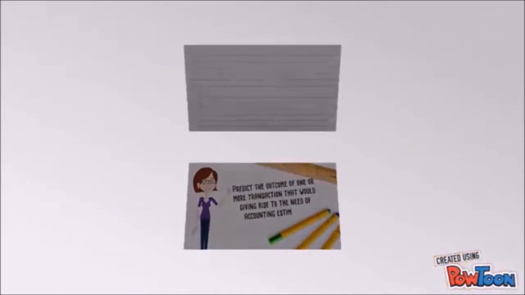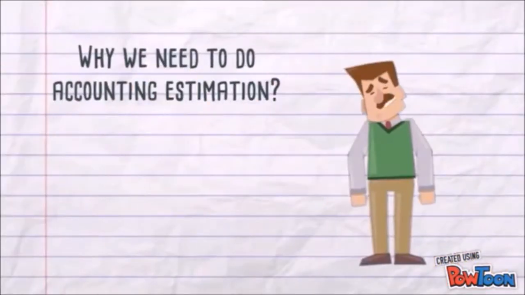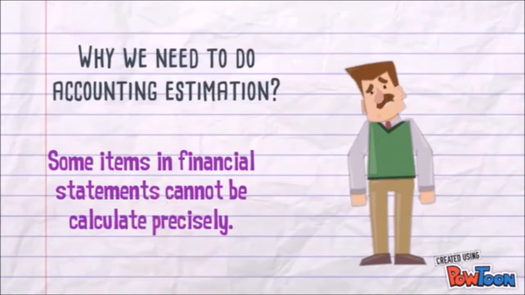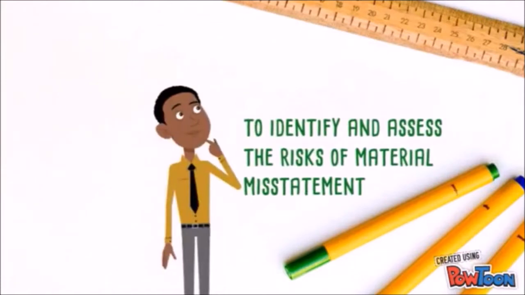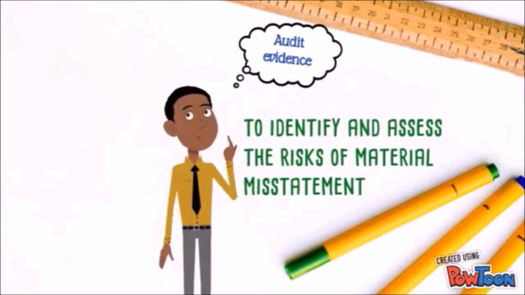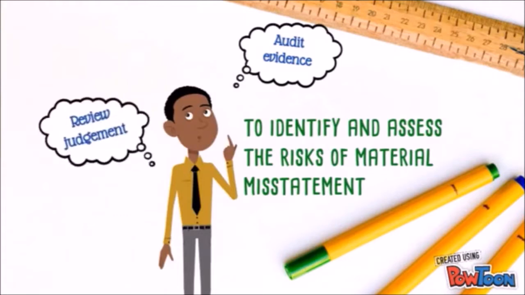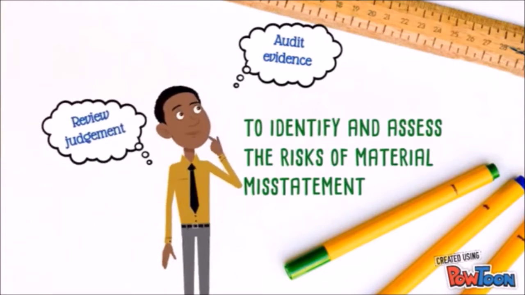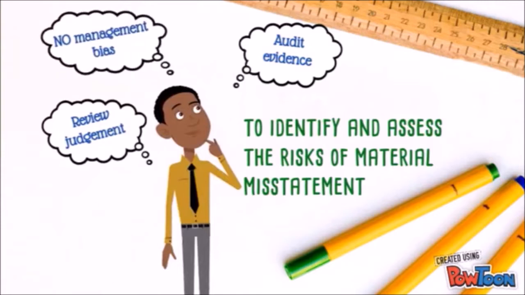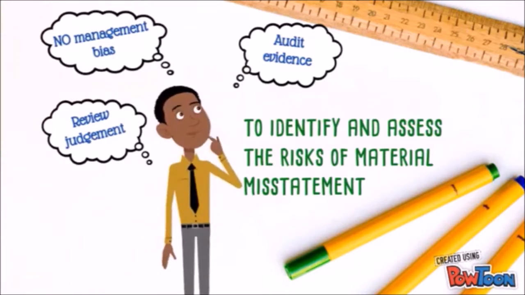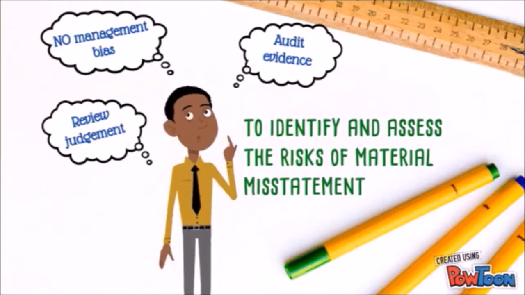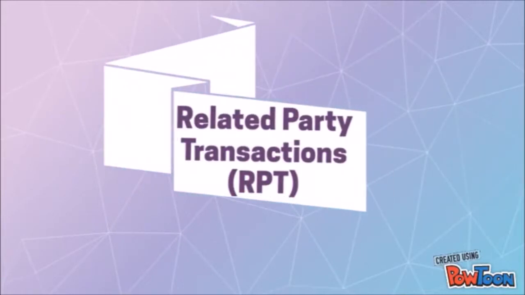Why do we need to do accounting estimation? Accounting estimation arises when some items in financial statements cannot be calculated precisely. Thus, the auditors are required to identify and assess the risks of material misstatement, where the auditor needs to evaluate the degree of estimation uncertainty associated with an accounting estimate. The auditor needs to obtain audit evidence on whether the disclosures in the financial statements are in accordance with the standards. Besides, an auditor must review the judgments and decisions made by management in order to ensure that no management bias arises.